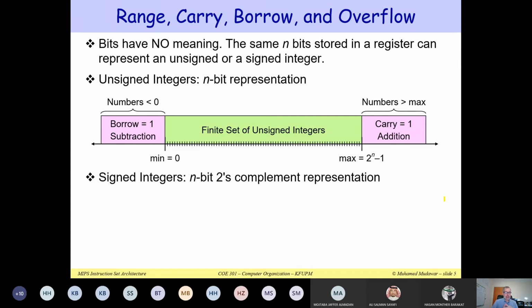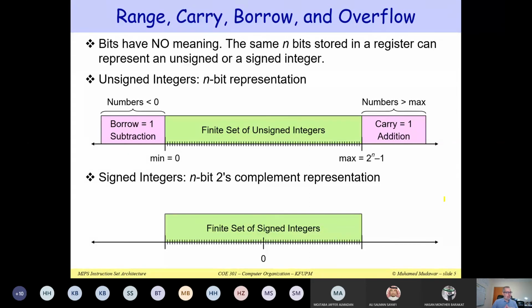In the case of signed integers, you have the range where the 0 is in the middle, and you have a maximum and you have a minimum. The minimum is negative and the maximum is positive. If you are using n bits, the minimum will be negative 2 to the power n minus 1, and the maximum is 2 to the power n minus 1 minus 1. For simplicity, if you are using only 8 bits, then n minus 1 will be 7, and the minimum will be negative 128, and the maximum will be plus 127.